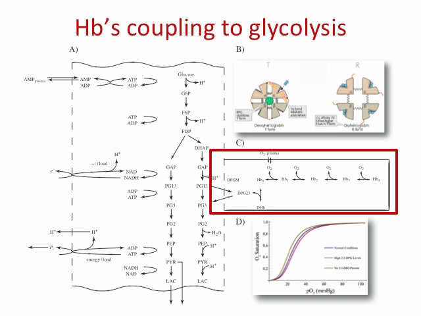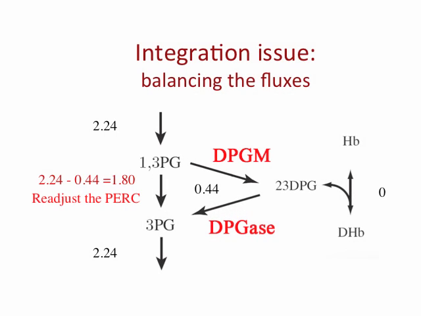And panel D shows you the saturation curve again of hemoglobin with oxygen, and reminds you that it shifts left and right depending on the concentration of 2,3-DPG. There is only one integration issue here, and it is shown in this slide.